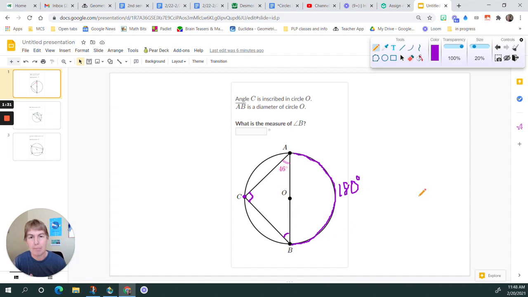Now it's a super easy problem. I know two angles in the triangle. I can always find the third one. But before I made that realization about that angle, it might have been a little tricky.